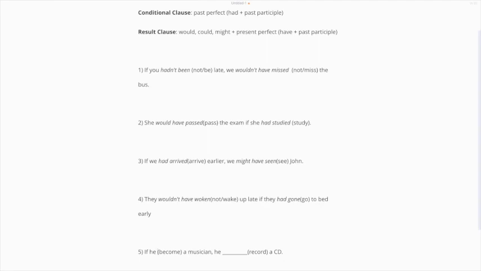In number 5, again, we start with if. That means we're starting with the conditional clause. So we're going to do the past perfect. If he had, and then the past participle of become, which is the same, become. If he had become a musician, and now we're doing the second part, which is the result clause.